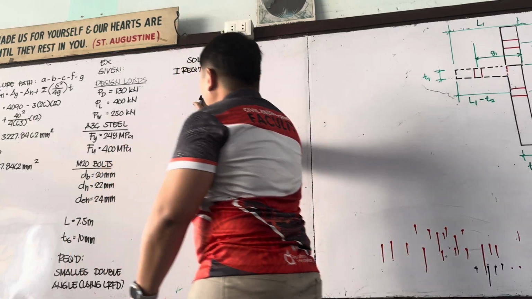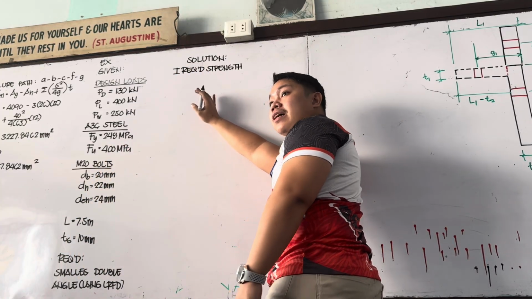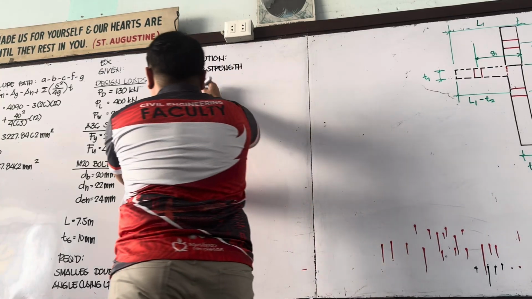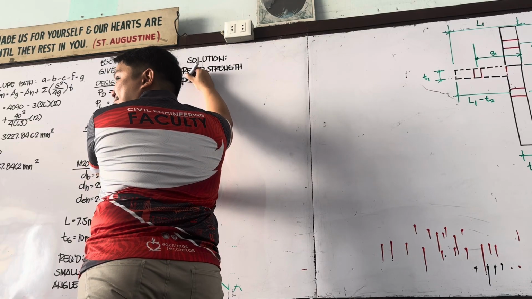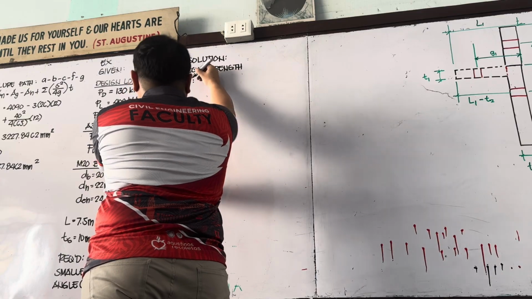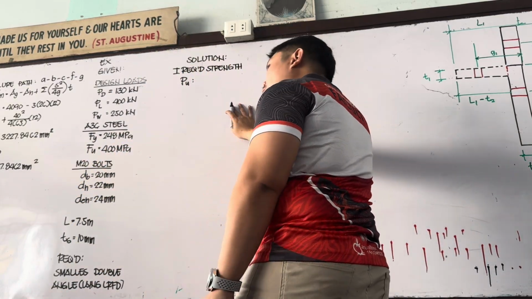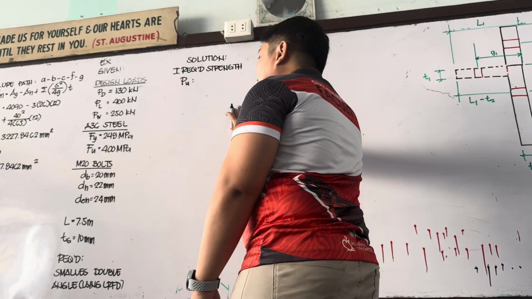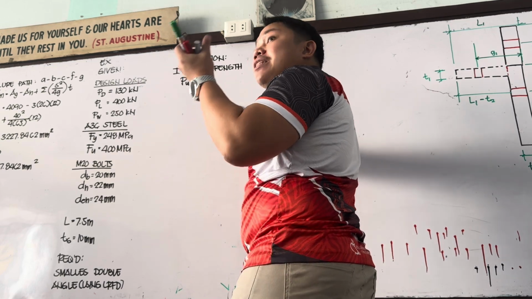When we say required strength, what does it mean? This is the demand on our structure. So using LRFD, we need to solve for our Pu. The nature of our loads are dead load, live load, and wind load. We need to check every load combination that can be applied.